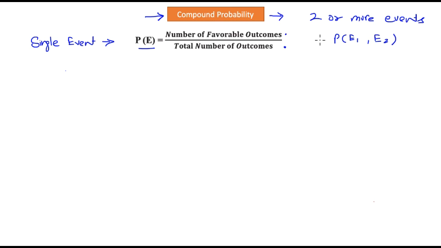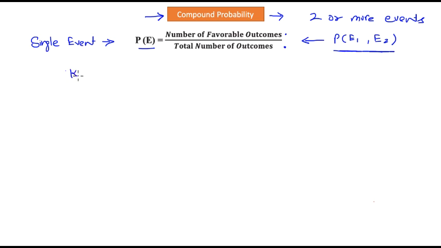The good news is that we still utilize the same fundamentals, that it is still a ratio of your favorable outcomes to the total number of outcomes. But the challenge that compounding brings to us is: how do you calculate the total space of all the outcomes, and how do you calculate the space of your desired outcomes, right? That is exactly what we are going to learn today.